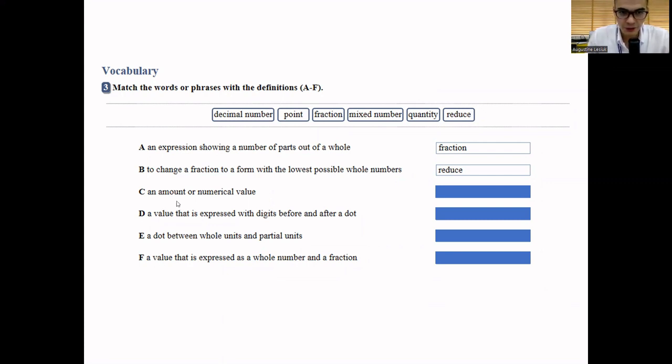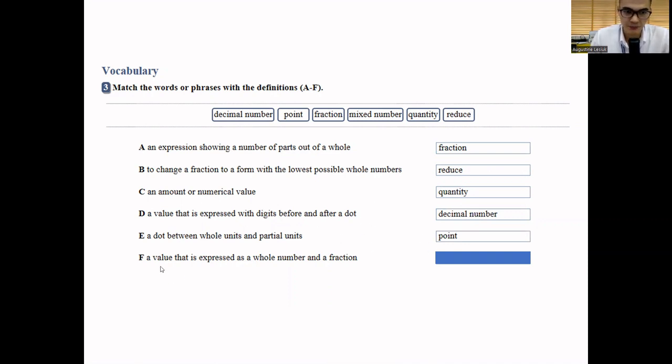An amount or a numerical value, this one is a quantity. So that's just the definition of a quantity. A value that is expressed with digits before and after a dot. That one is a decimal number. So every decimal number uses a dot and has digits before and after it. Next, a dot between whole units and partial units. We call that one a point. So that's the name of the dot, the point.